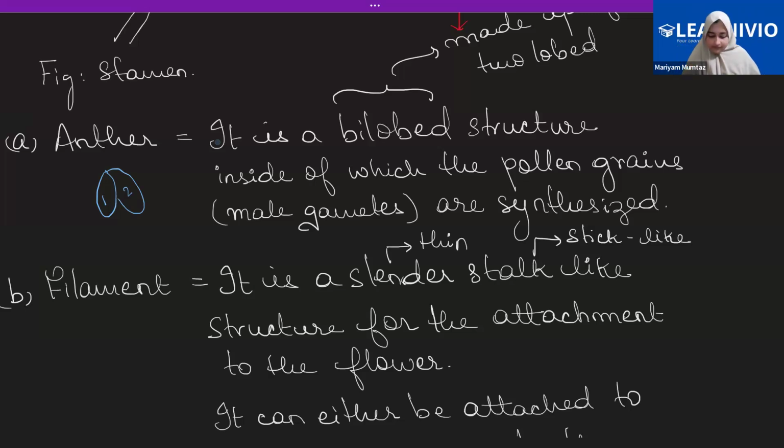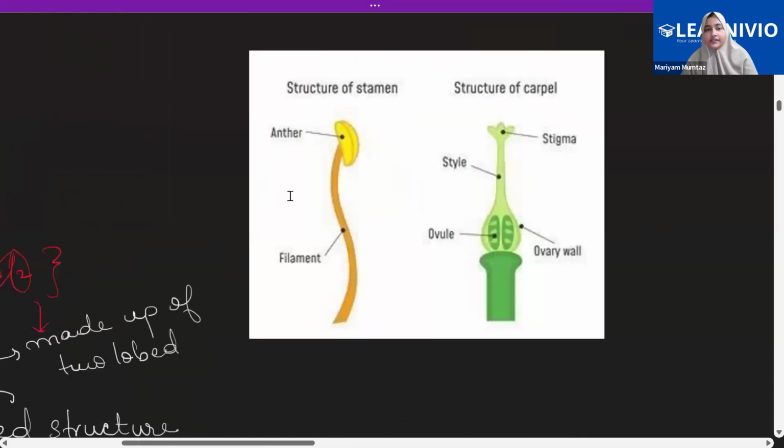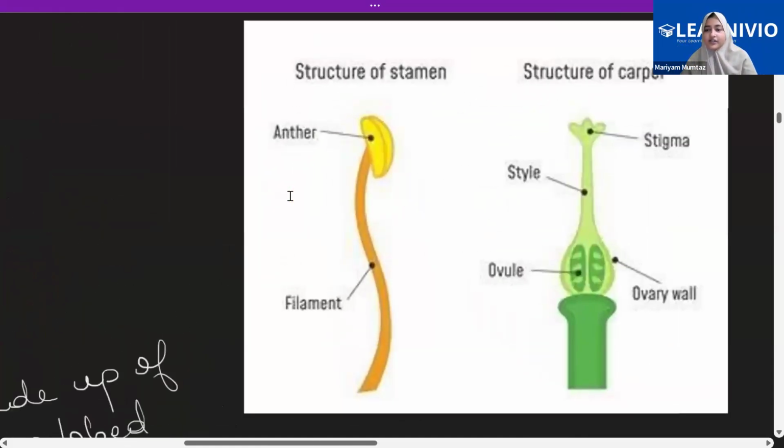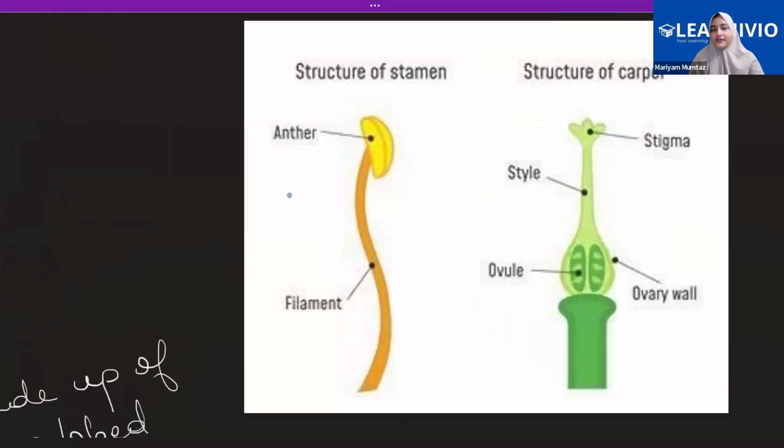Yes, sir. Yes, ma'am. So if you see this picture, this is how the structure of the stamen looks. And it's very important that whenever you write about the stamen, you draw a little diagram as well.